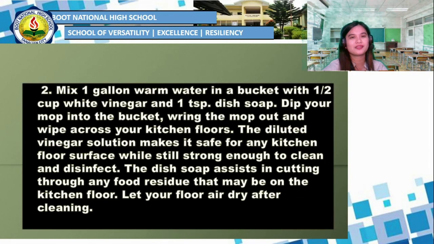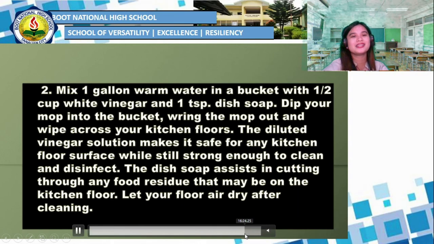Next one, you are going to mix 1 gallon of warm water into a bucket with half a cup of white sugar and 1 tablespoon of dish soap. Now you will dip your mop into your bucket, and then you will put it on your floors. So that is one of the good cleaning practices.